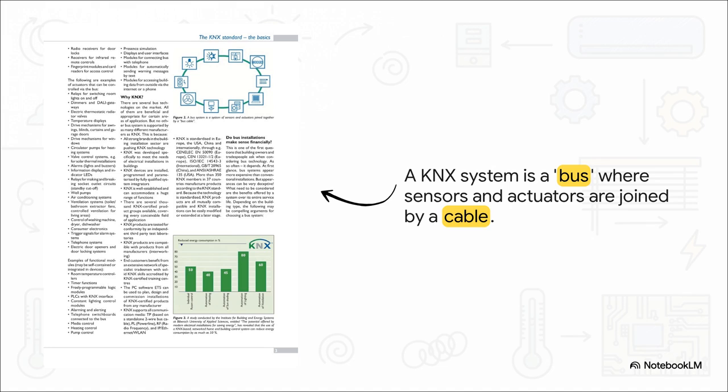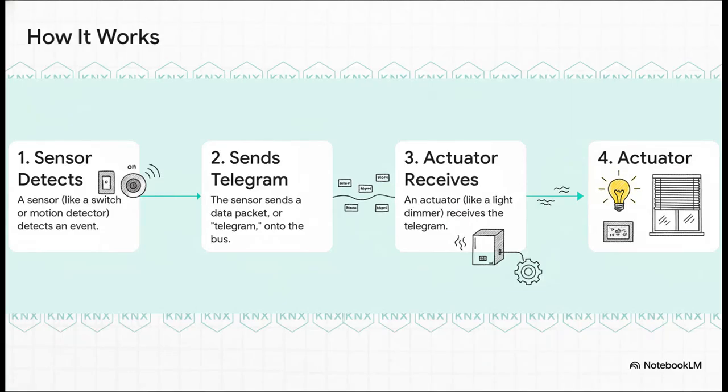And what's really efficient is that this one cable handles both the communication and the power for a lot of the devices. So how does the communication actually happen? It's a really simple and elegant 4-step dance. First, a sensor detects something.